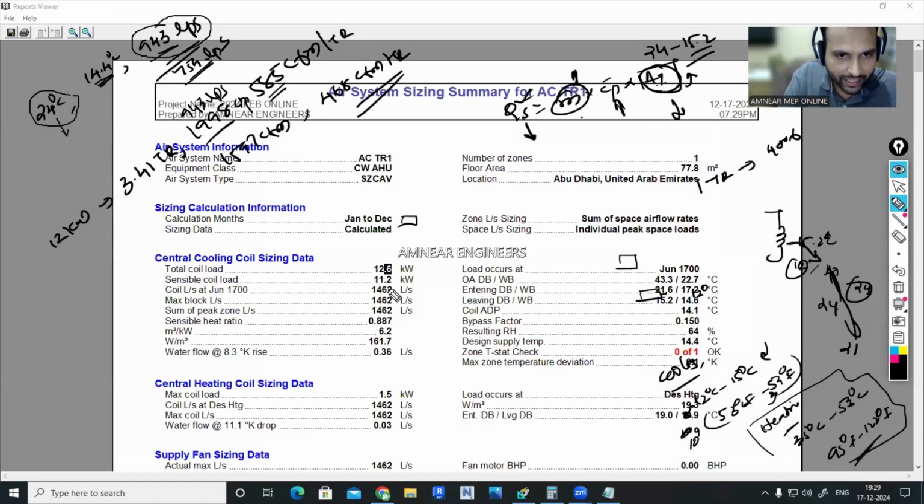Now you can see, instead of 24 degrees Celsius, the room set point, when I am adjusting to 21 degrees Celsius, for the same design supply temperature of 14.4, the airflow rate has increased from 943 to 1462 liters per second. So it is clear that if the supply temperature or the room set point is increasing or decreasing, the airflow rate will get affected.